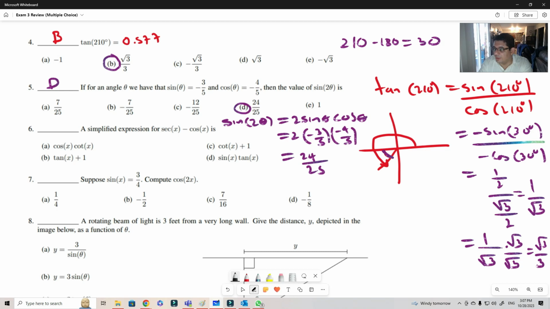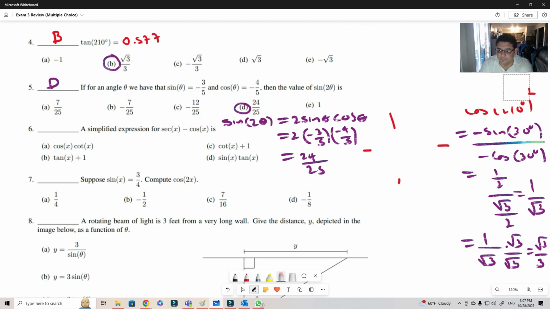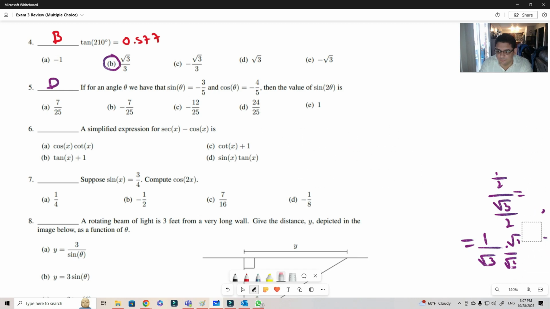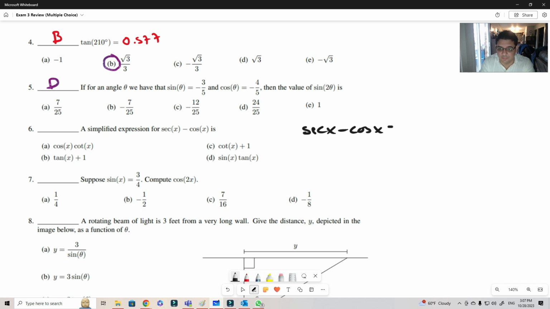Now on the next one, we also have something akin to an identity. So before proceeding, I'm going to get some space here on the board. All right, so we want to simplify the expression secant of x minus cosine of x. But secant of x can be seen as 1 over cosine of x, minus cosine of x. I can see this as two fractions. This is cosine of x over 1.